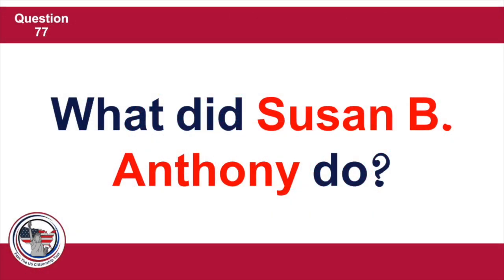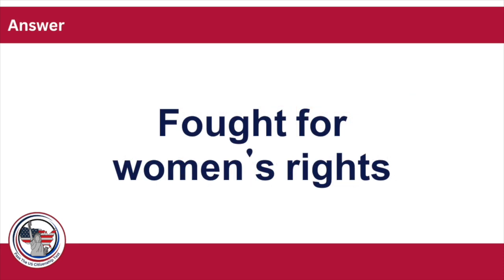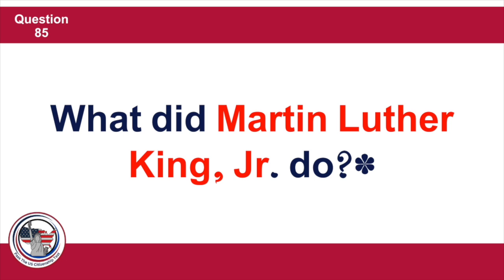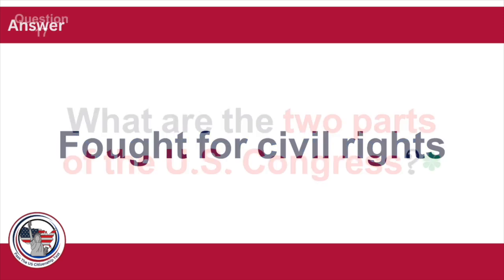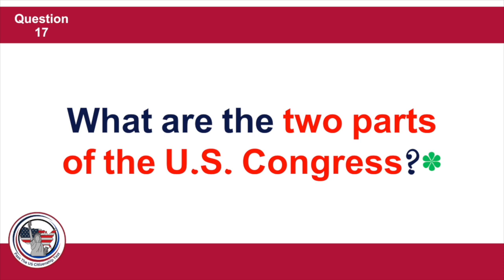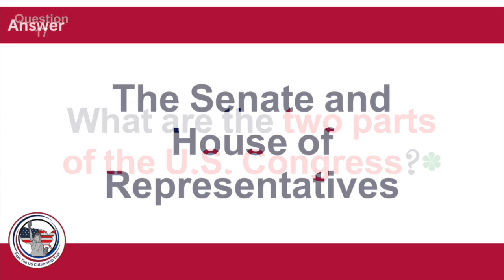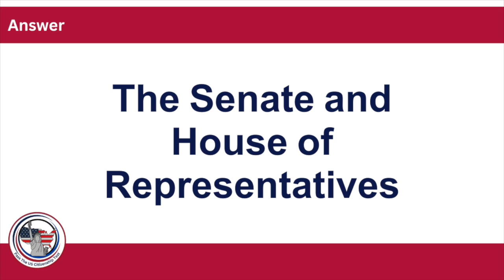What did Susan B. Anthony do? Fought for women's rights. What did Martin Luther King Jr. do? Fought for civil rights. What are the two parts of the U.S. Congress? The Senate and House of Representatives.